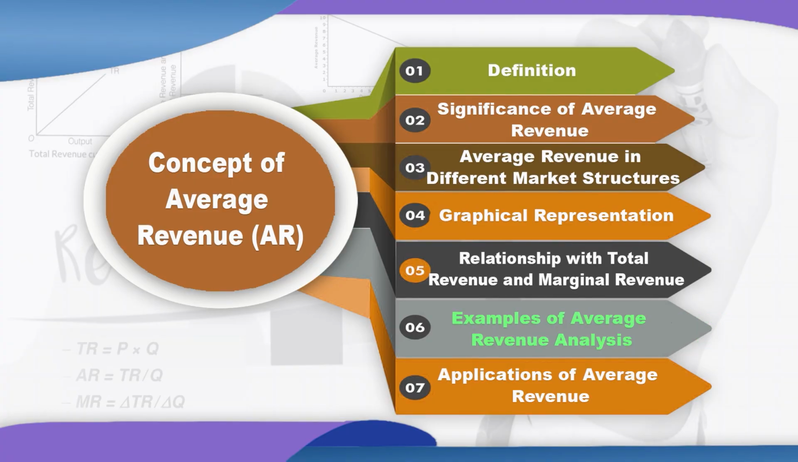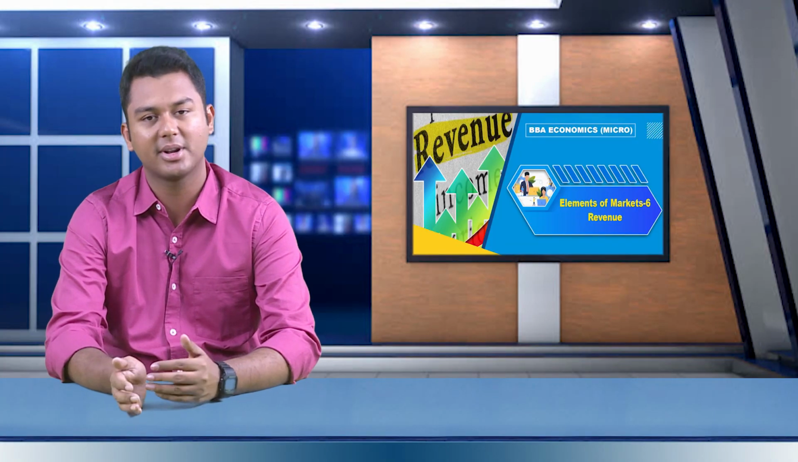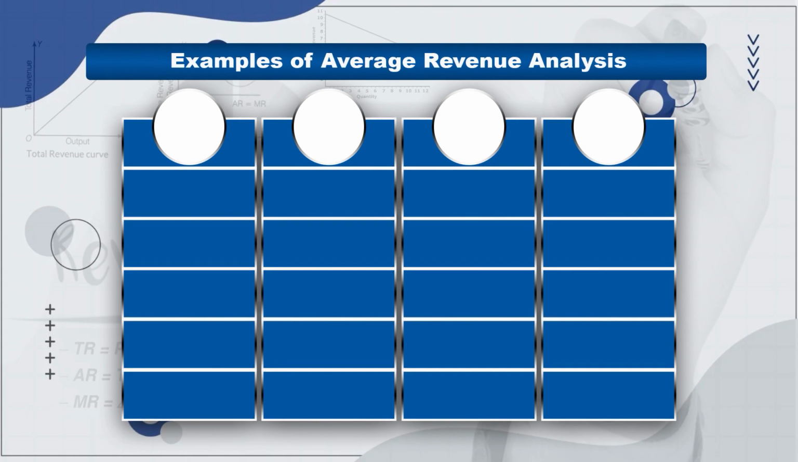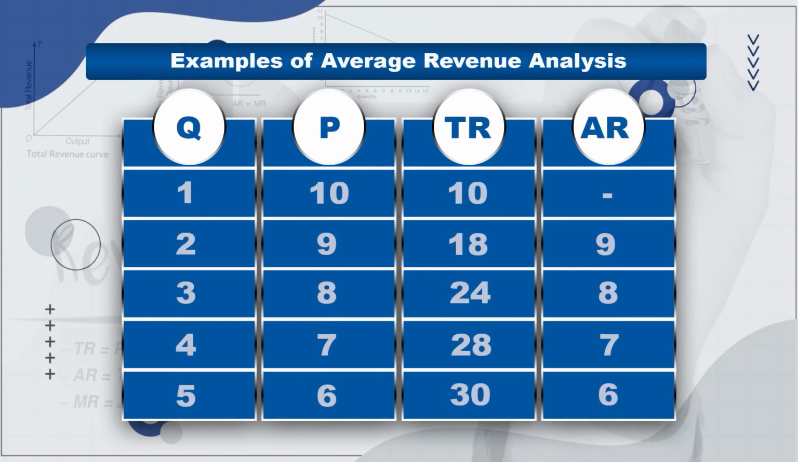If we look at examples of average revenue analysis, then let's consider a firm that sells a product at different prices and quantities. So if you look at the table, you can see quantity, price, total revenue and average revenue in respective order. So here from this table we can see average revenue is calculated by dividing the total revenue by the quantity sold. For example, when the quantity increases from 1 to 2, total revenue increases from 10 to 18, and hence the average revenue at the second point is 18 divided by 2, that is 9.